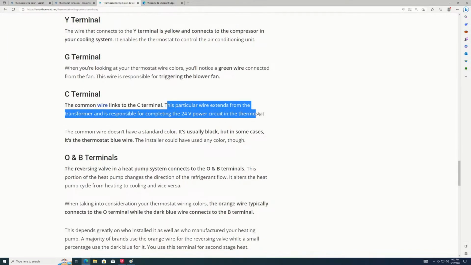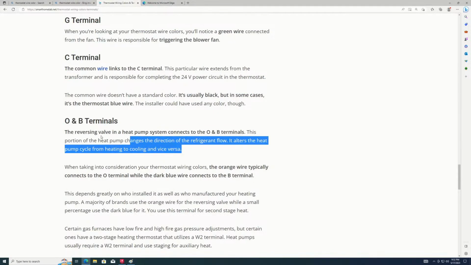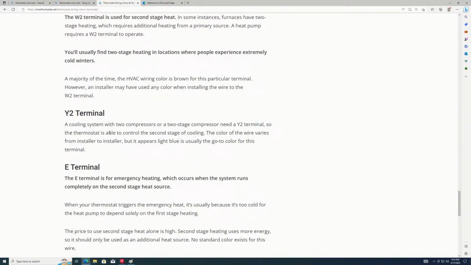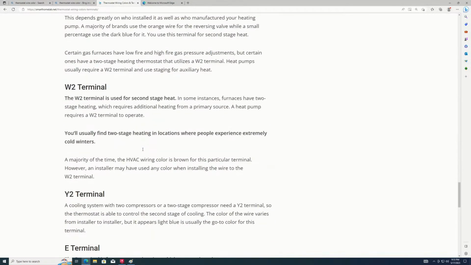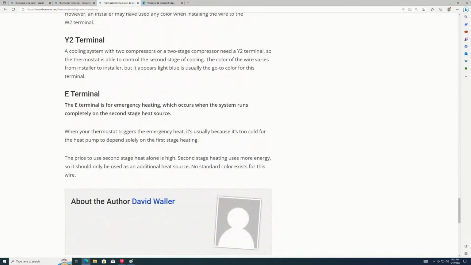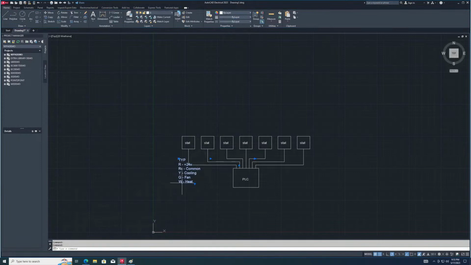Yep, this particular extension is responsible for playing 24 circuit, okay. The reverse, okay, this is if you have a heat pump, the O and B, we're not dealing with that. Second stage, Y2, cooling, 2 compressors, so this is W for heat, second stage heat. Extreme winter cold, yeah. Okay, E terminal for emergency heat, which occurs when the system runs completely in a second. Okay, we're gonna have to come back and color code these for our documentation.